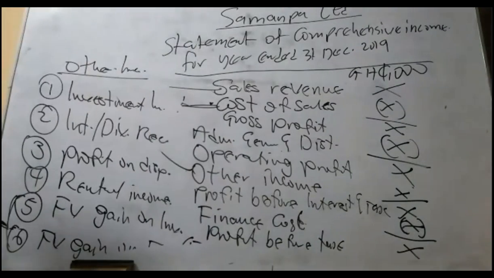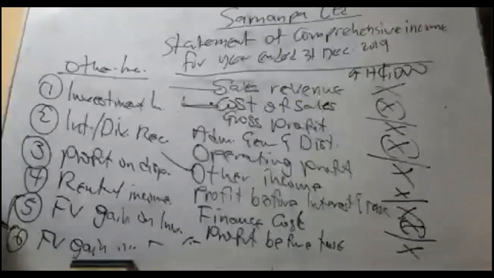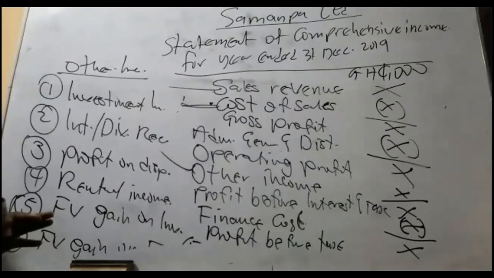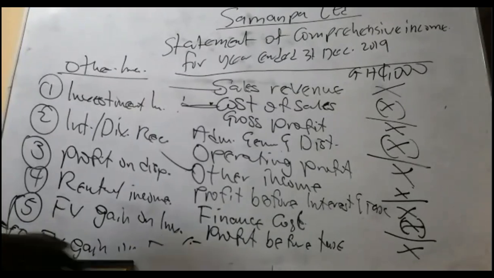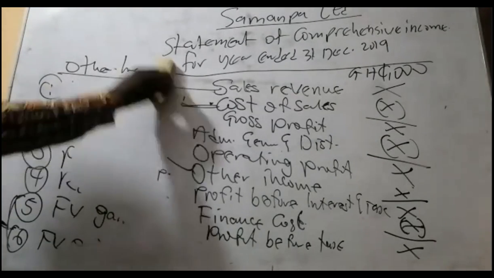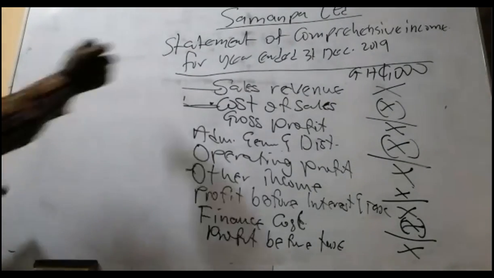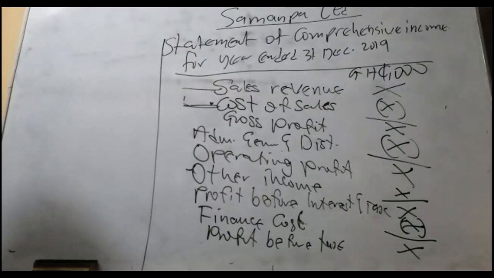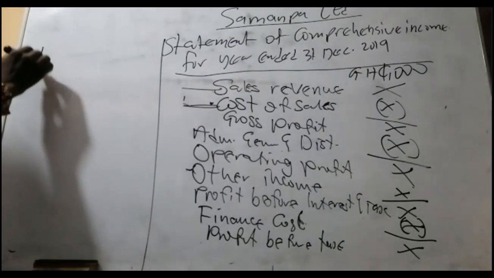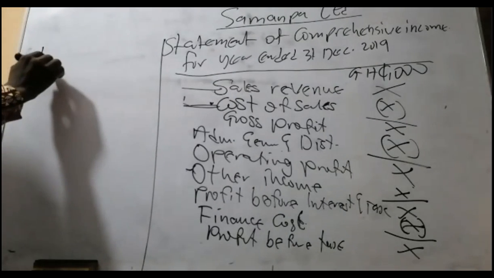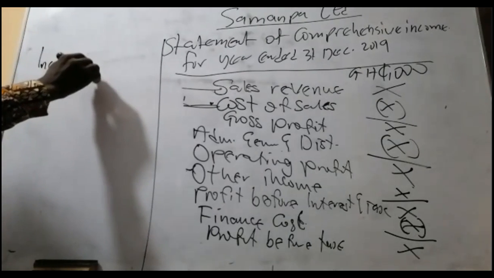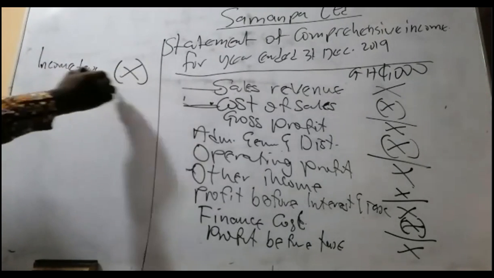Now let me continue from this section. Good. So profit before tax. Now, income tax expense. So income tax expense. So much, you take it off.